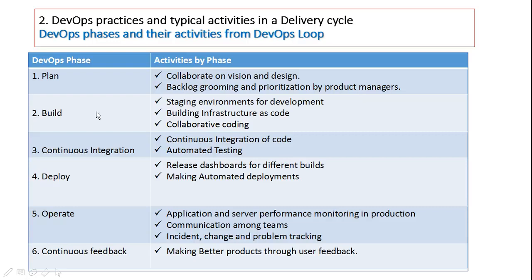And when you are working on the build phase, staging environments for development need to be identified. They are going to be set up, and building infrastructure as code needs to be planned by the build engineers, or in modern systems like DevOps practices, the DevOps engineers are going to work on that. And collaborative coding needs to happen among the developers during the build stage.